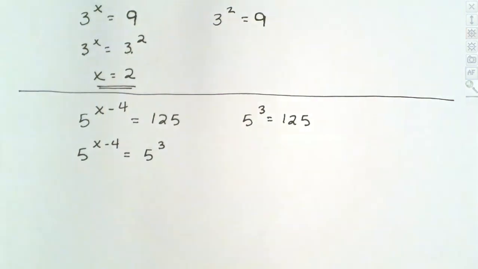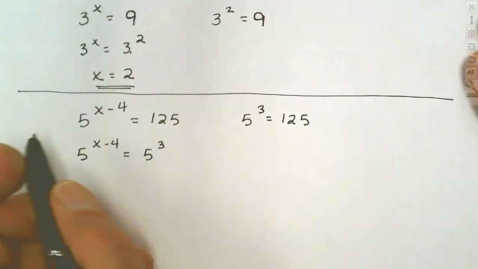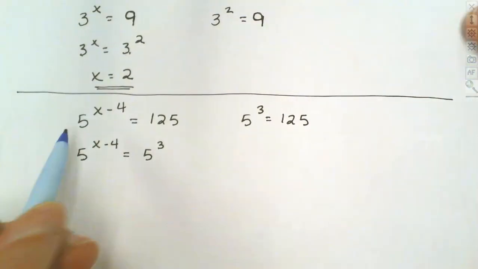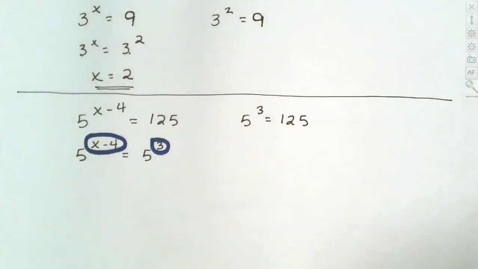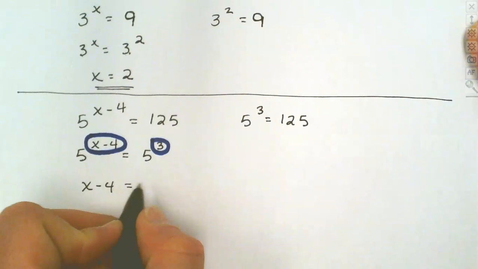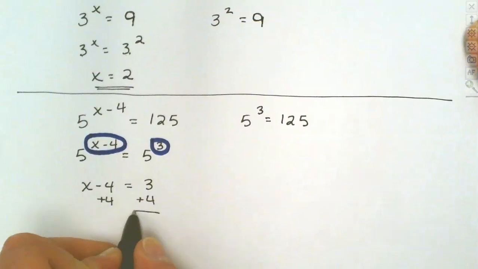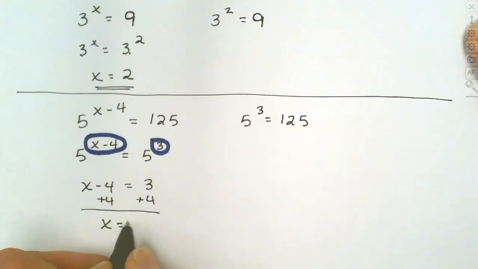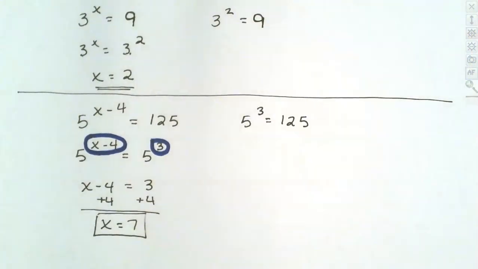Well, now we've rewritten it. So the bases, the numbers down below, are the same. And since the bases are the same, then the exponents, the number on the top, need to be the same as well. So what does our equation now become? Well, it now becomes x minus 4 equals 3. We can add 4 to each side, and that leaves us then with x equaling what? X equaling 7. And that's what we want.